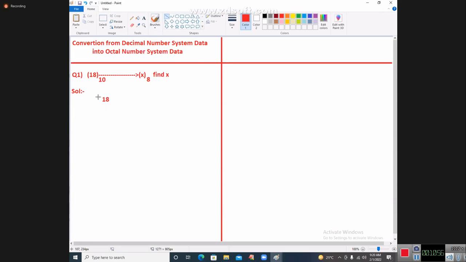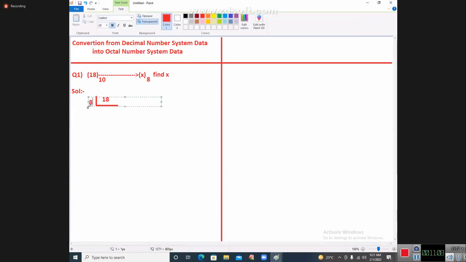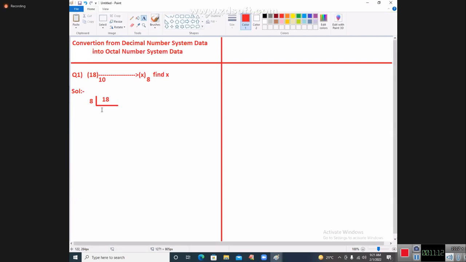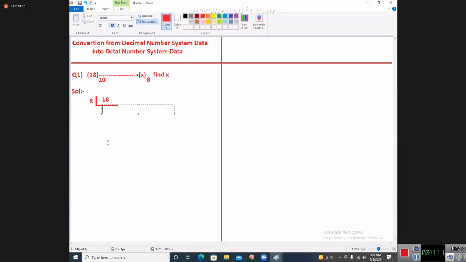As usual, earlier we converted this into binary format. Like that, today we are converting into octal format. My dear students, be careful about that. Now I am taking 8. 8 1s are 8, 8 2s are 16. 16 means the remainder is how much?